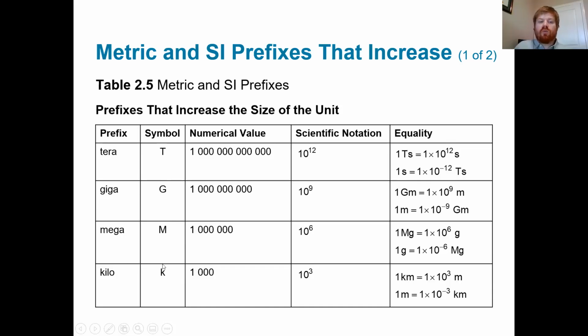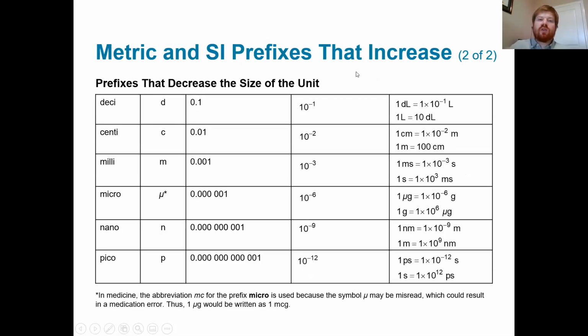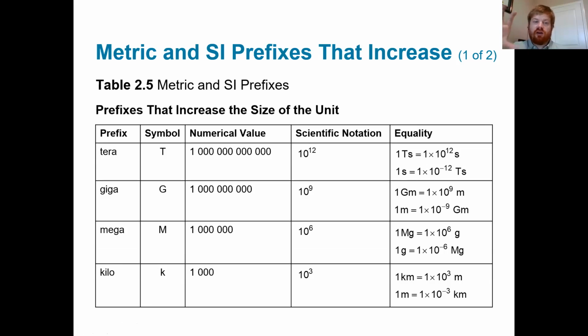That's first off, it's abbreviated as lowercase k with a symbol. It means 1,000, or 10 to the 3rd in scientific notation. And 1 kilometer is 1,000 meters, or 10 to the 3rd meters. Okay, so those are the ones that are important, that are bigger, as far as making the unit bigger.